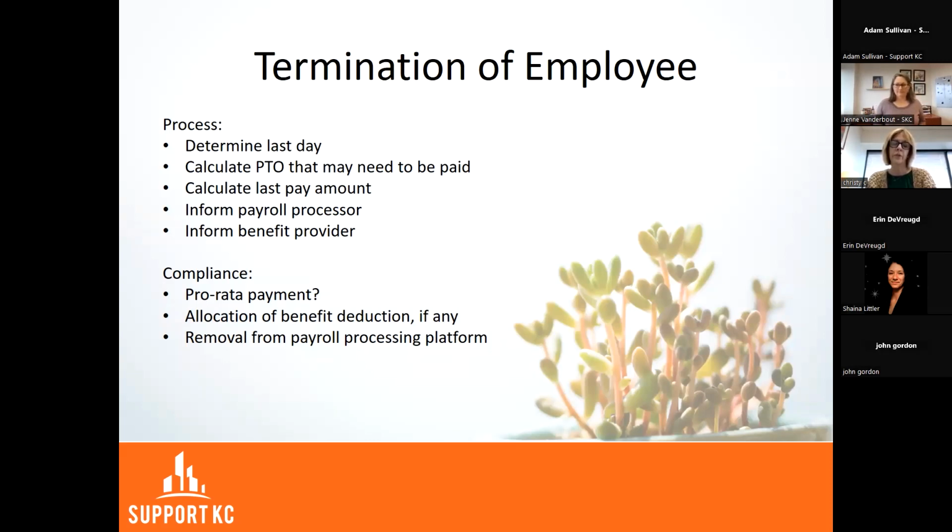And around compliance, really making sure that you pay them timely is important. You calculate the last paycheck correctly, but the allocation of benefit deduction is really important. If you were taking out each pay period an amount for health insurance, but they only work the first half of the month, and they're getting health insurance coverage for the whole month, you want to make sure you get the whole health insurance coverage withheld from their last paycheck, or you've given them an additional benefit because you had to eat the cost after they have separated from employment.